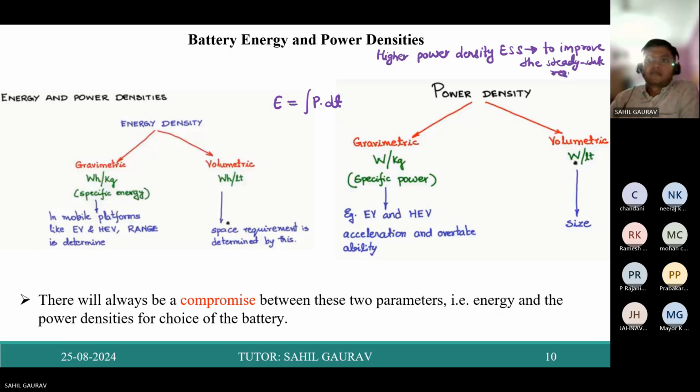And that general example for this is battery. Sorry, I written opposite. So this is higher energy density energy storage system. Now, higher power density energy storage system that we need to require to improve the transient response.